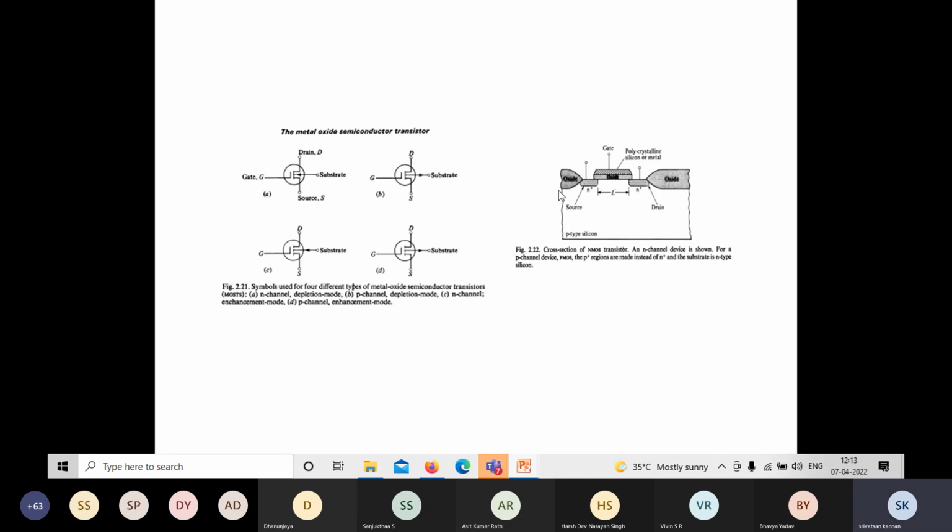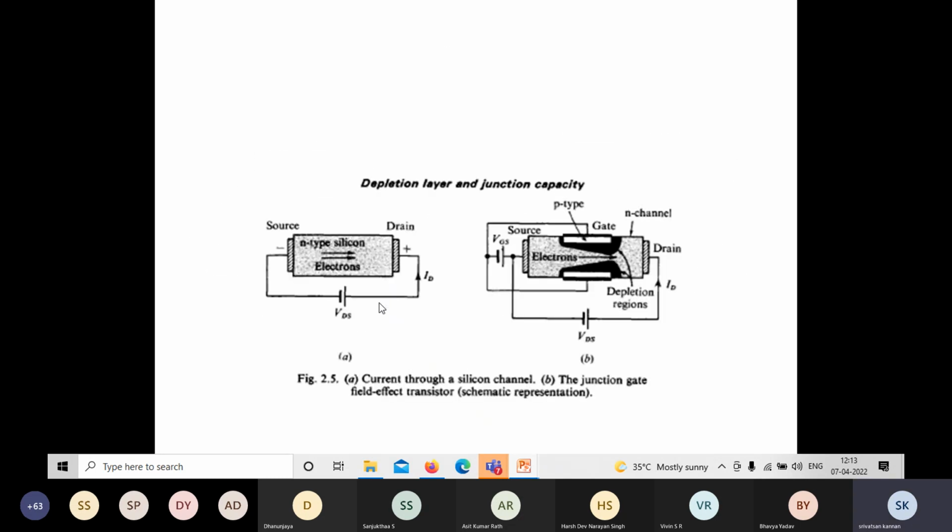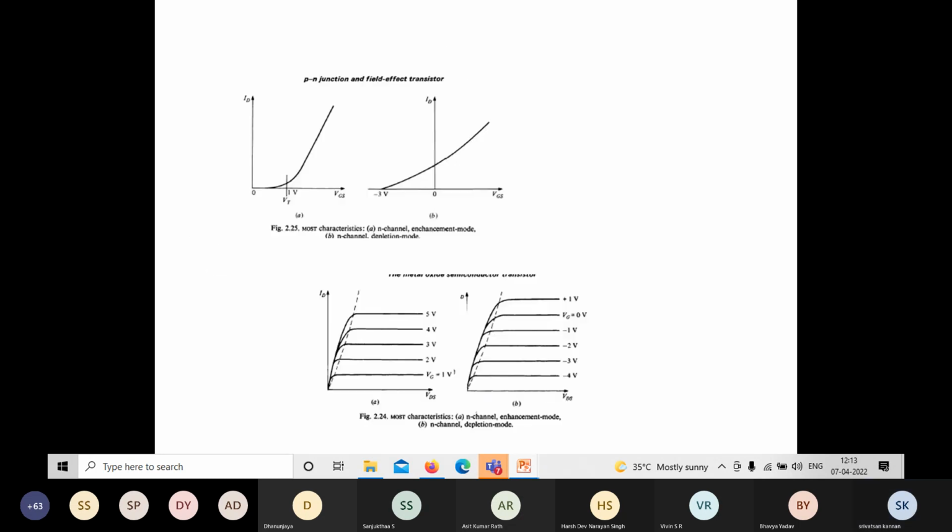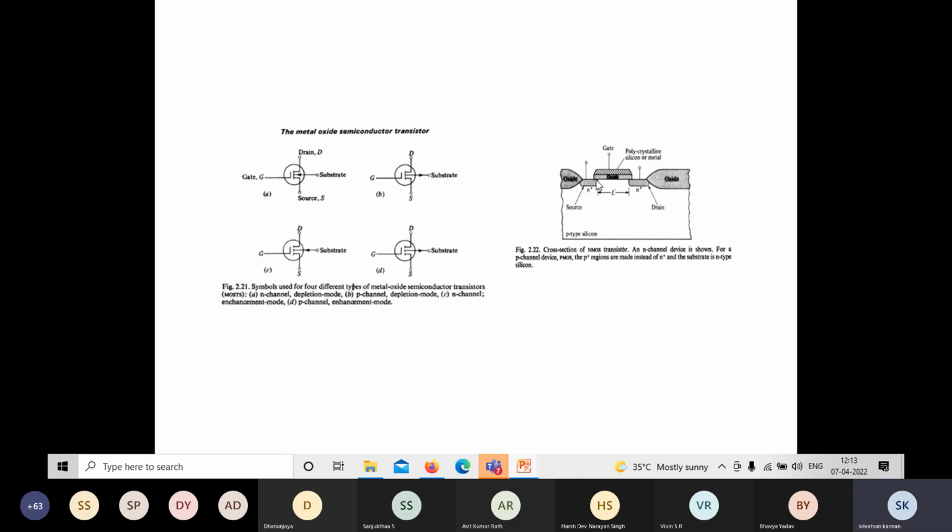And here the silicon dioxide is the layer of insulating material, metal oxide semiconductor transistor. So this is metal oxide. This forms the insulator, and the gate is one electrode, and this substrate is the other electrode. There is an insulation between these two electrodes, so it forms a capacitor.